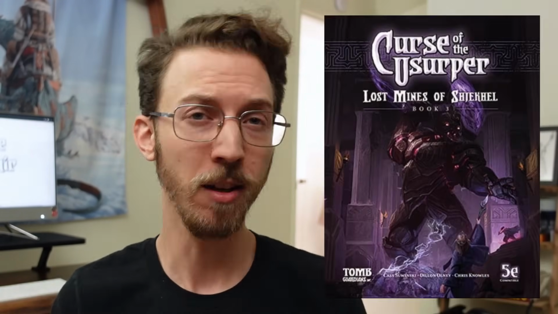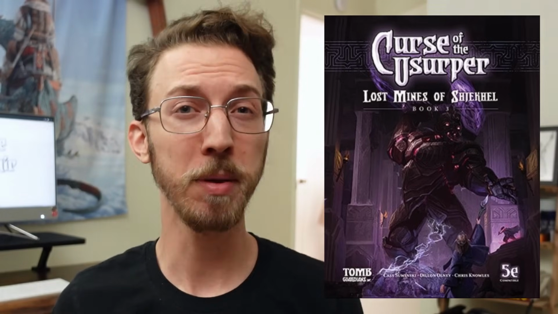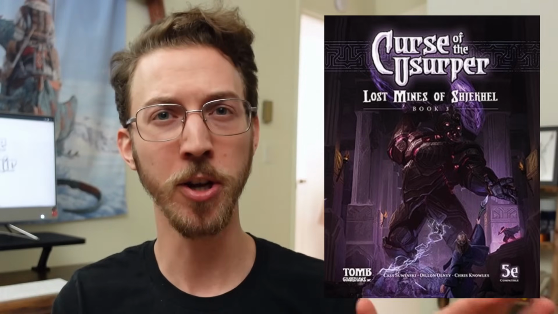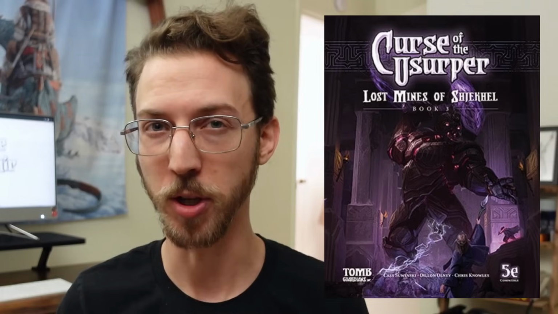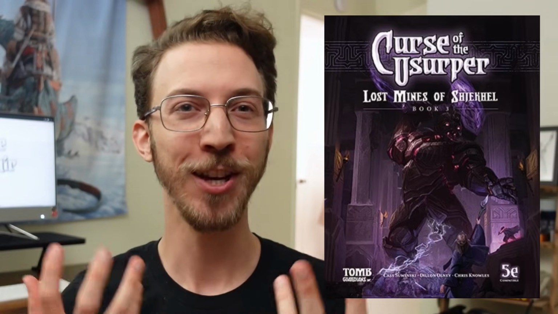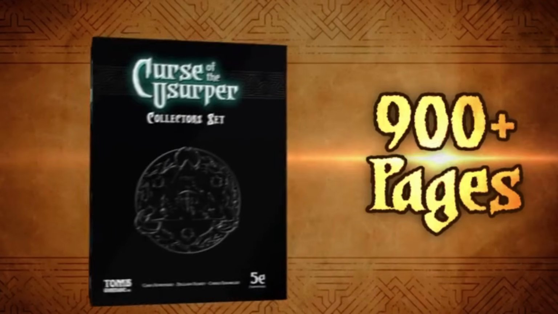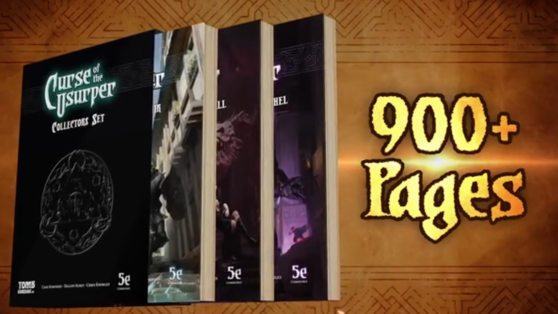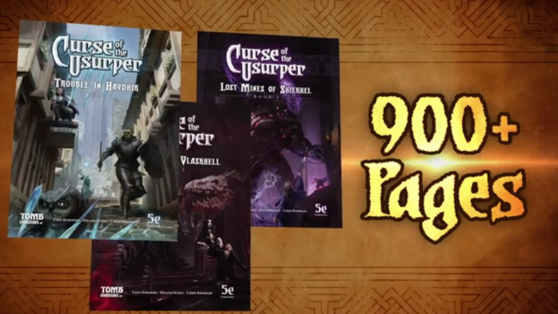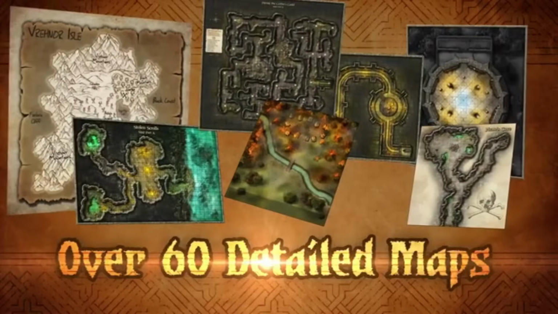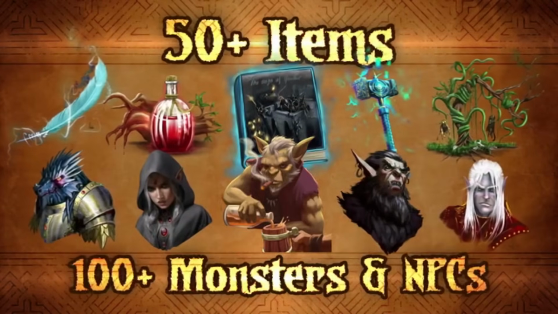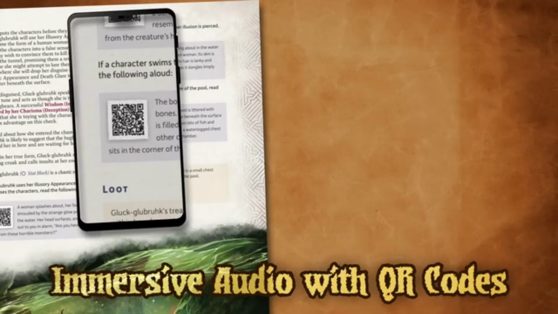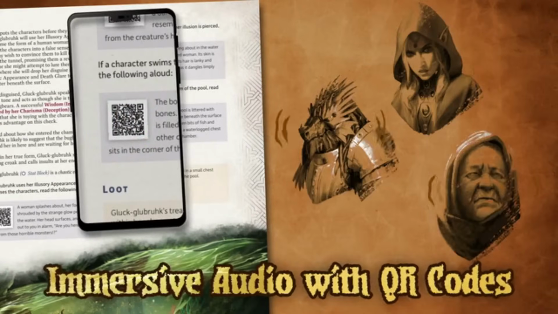And Book 3, Lost Mines of Shekel, is an adaptable mega-dungeon where long ago, a clan of dwarves dug too deep, as dwarves are wont to do, and the party ultimately confronts the ancient source of the Curse of the Usurper. The entire 3-book set for Curse of the Usurper is a level 1 to 15 campaign, over 900 pages filled with 60 maps, 50 magic items, 100 original stat blocks, and QR codes for 10 music tracks and tons of professionally narrated descriptions.